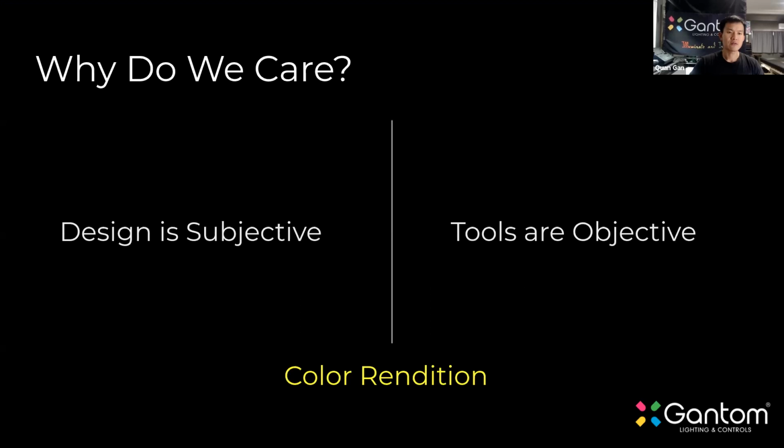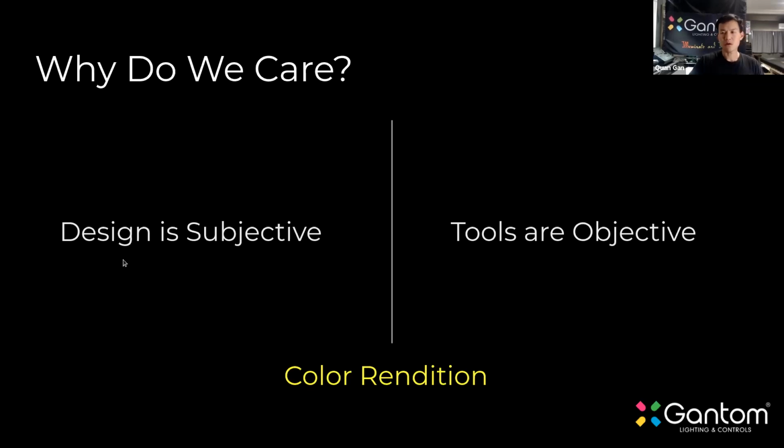So color rendition, why do we care? Well, as designers, we make things that are subjective, but we use tools which are objective. Color rendition allows us to take our subjective design and evaluate these objective tools to determine, are they actually the right tools for the job? Is it going to be suitable for our design needs? So color rendition bridges this gap between our subjective design and the objective tools.